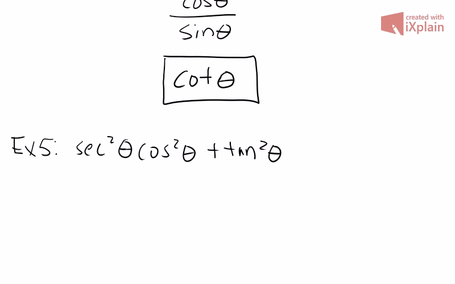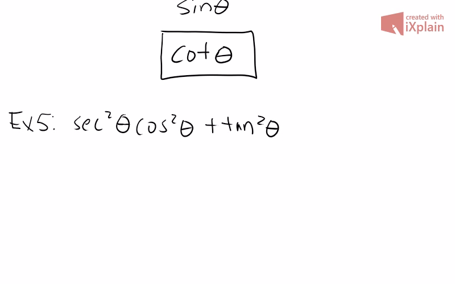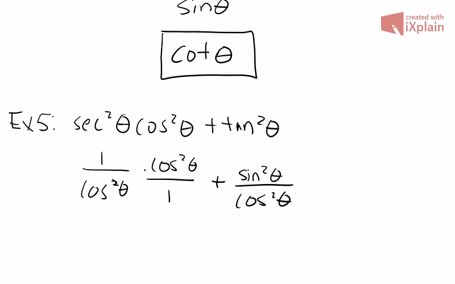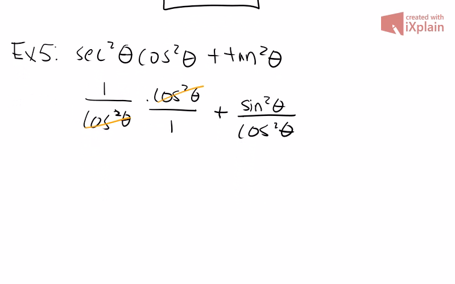Last example, secant squared theta times cosine squared theta plus tangent squared theta. Oh my. Alright, so I'm going to try writing everything in sine and cosine. I'm hoping something on the left cancels out when I do that. So think about how you can rewrite those as sine and cosine. On the left, thankfully, these guys cancel, and I'm left with 1.